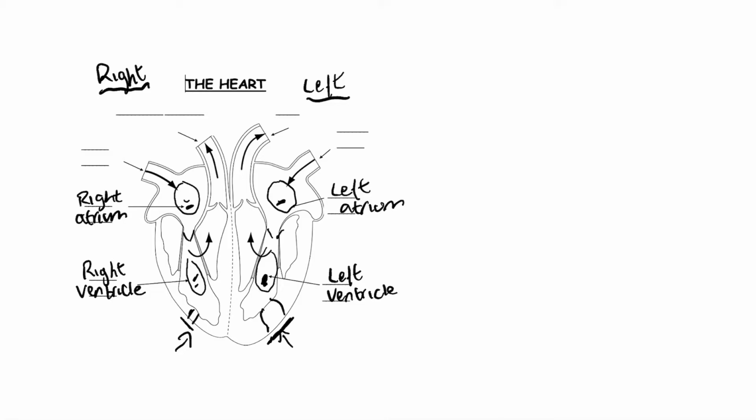As well as that, you'll see 4 different blood vessels coming into or out of the heart that we also need to be able to remember. You'll remember from our previous video on blood vessels, if you've watched it, if not please go and watch it, that arteries take blood away from the heart, and veins take blood into the heart.